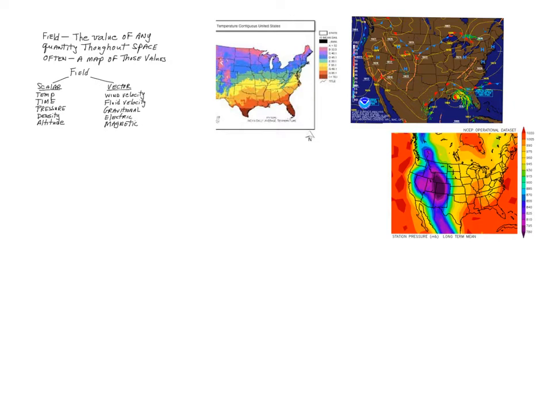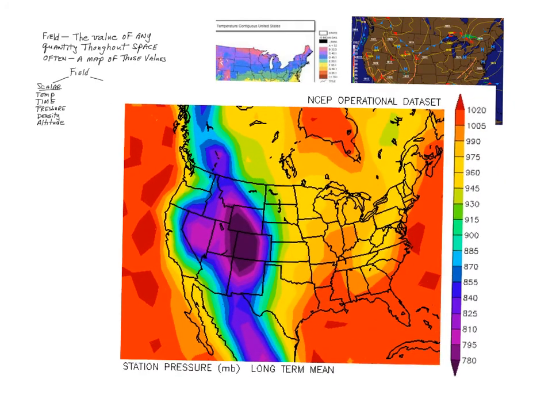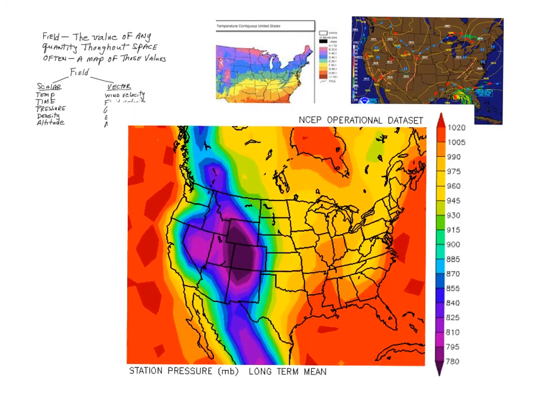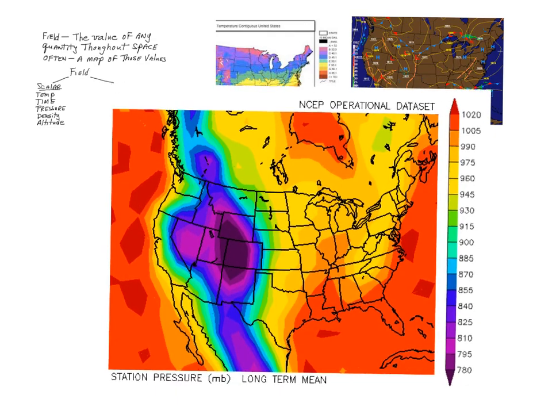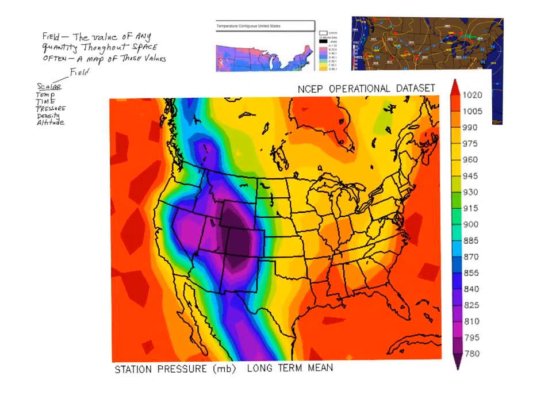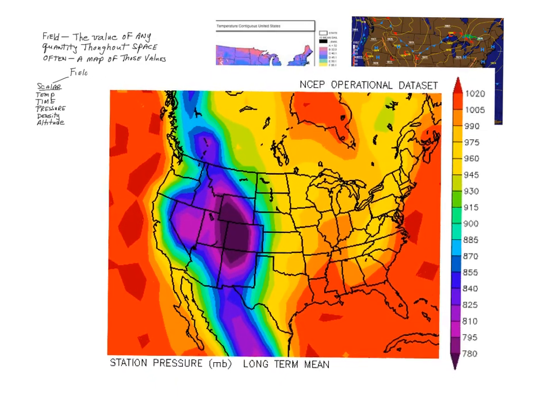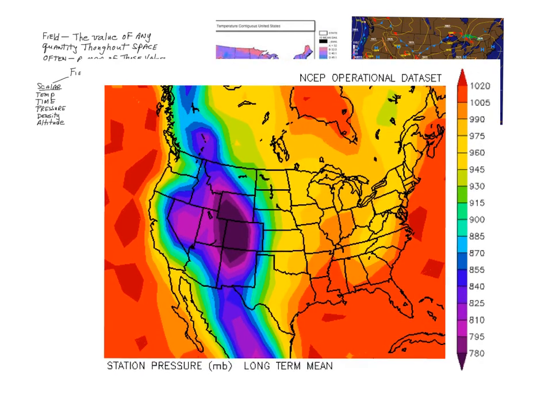And a pressure field represented in colors. So these are the different pressures. You can see the scale on the side. We won't take time to read it, but the high pressures are the reds and the low pressures are the violets and the darker colors.